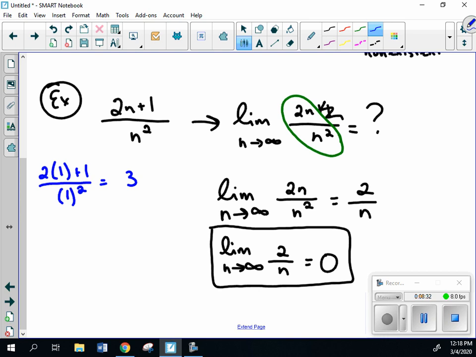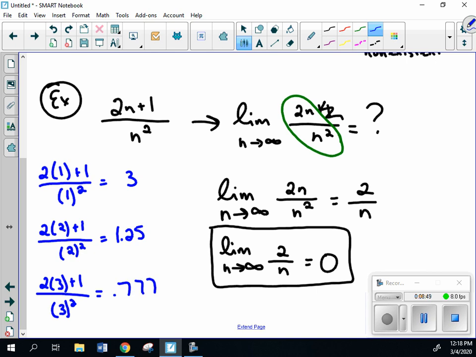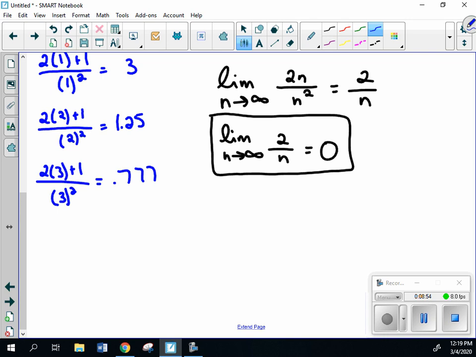So if I plug in 1, first term, I get 3. Now I'm going to plug in my second term and see what happens. Well, I get 1.25. Let's plug in 3, see what happens when we go there. Okay, 0.77. I can see here it's getting smaller and smaller, but because I have an explicit formula, I might just jump to, let's plug in 100, see what happens. Well, this goes down to 0.0201. Okay, I'm seeing this pattern here.